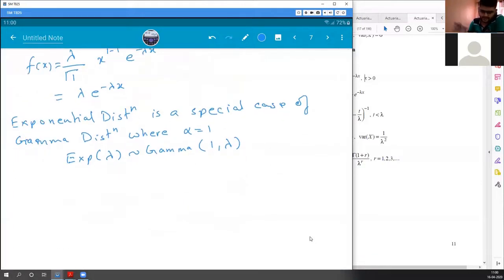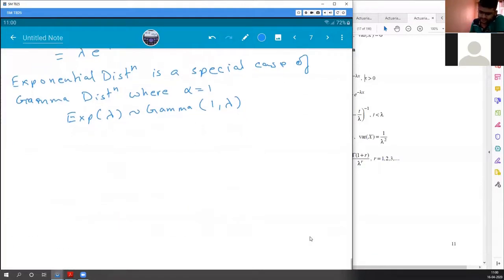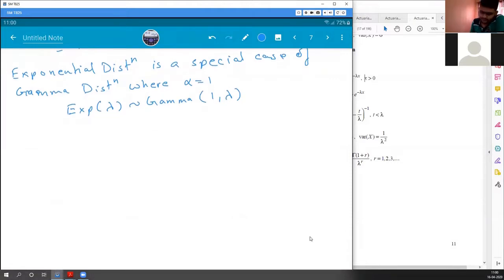Okay, gamma distribution questions we'll solve in a minute. We'll just move forward to our next distribution. The next distribution is the chi-square distribution. The chi-square distribution, we say x follows.